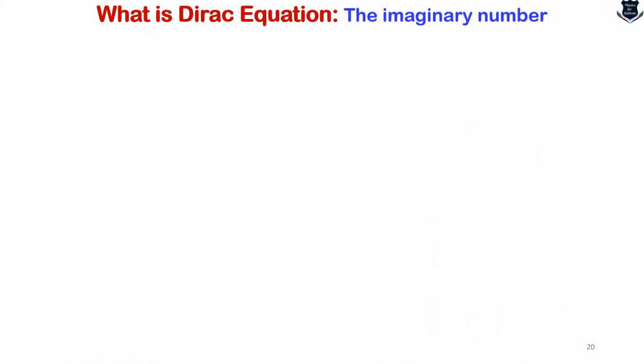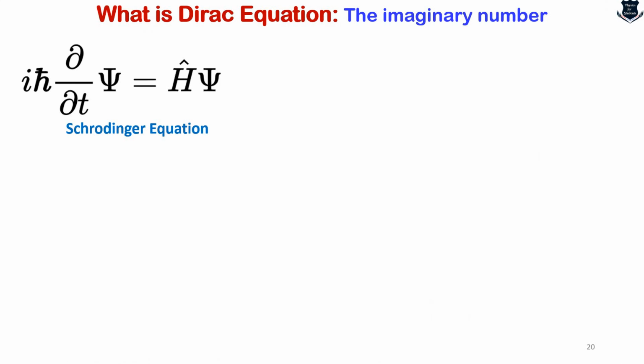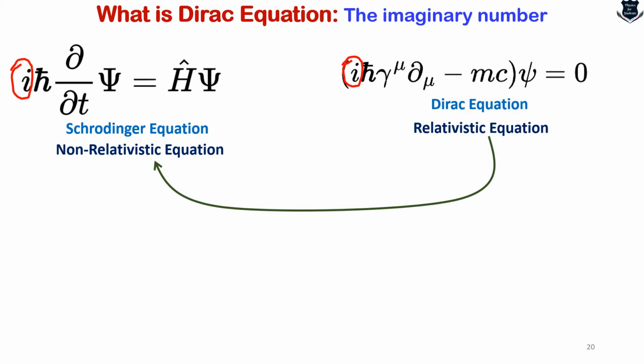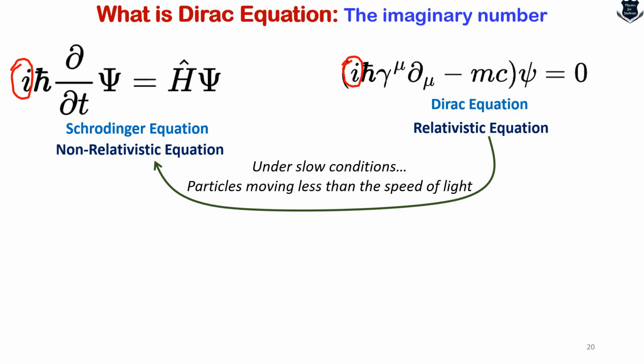So from here, what we can get is that this imaginary number was present earlier in the Schrödinger equation, isn't it? Here it is already there. And the Dirac equation is considered to be a relativistic equation. So the Schrödinger equation being non-relativistic and the Dirac equation being relativistic, both of them have I. Now this has a tremendous influence. The understanding is that under slow movement of particles, which are traveling much less than the speed of light, the Dirac equation goes back to the Schrödinger equation. So it can actually go back to the Schrödinger equation.